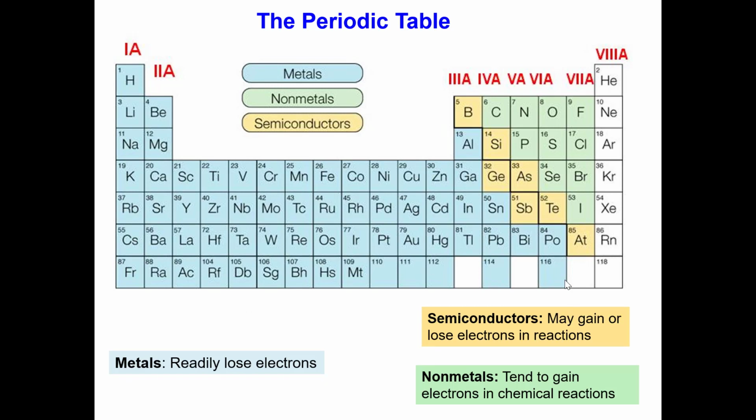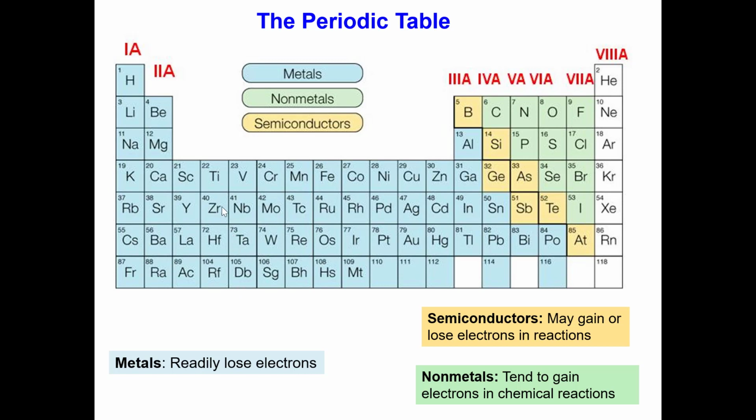In the periodic table, we can divide the elements into groups according to their properties. For example, the blue part of the periodic table in this case corresponds to the metals, the green one corresponds to the non-metals, and the orange one corresponds to the semiconductors. The metals are identified because they easily lose electrons. The non-metals usually gain electrons in chemical reactions, and the semiconductors may gain or lose electrons in chemical reactions.